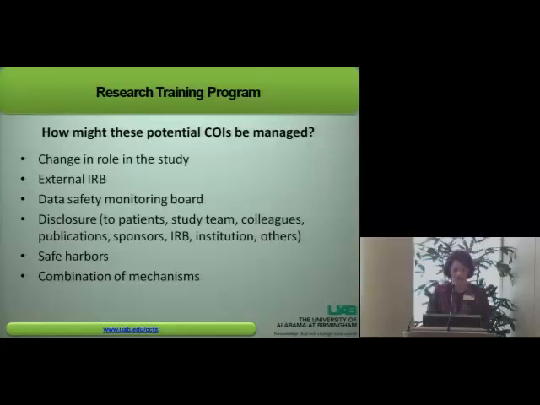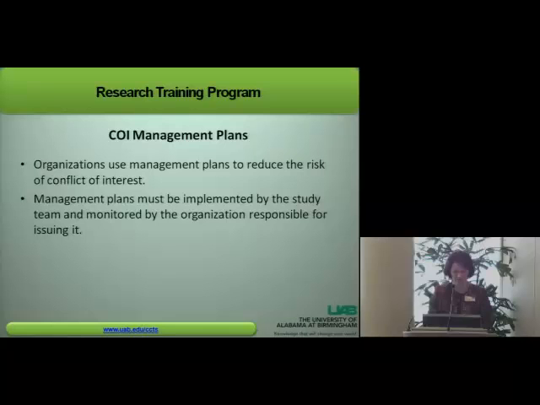And of course, a combination of mechanisms generally is employed to address the risks from a broader perspective. So any number of these could be part of a management plan. Conflict of interest management plans are used to, again, reduce the risk of conflict of interest or reduce the risk of bias in a study's results. Management plans must be implemented by the study team and monitored by the organization responsible for issuing it. Again, with overlapping conflict of interest policies and groups managing conflicts of interest with research, that may be multiple plans managed by multiple parties.